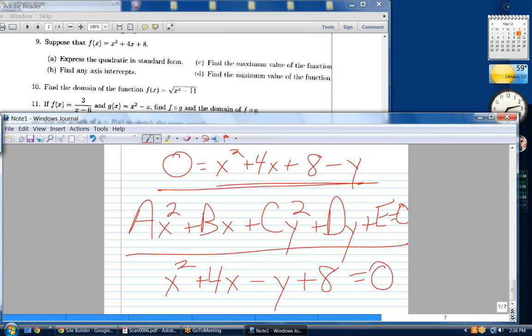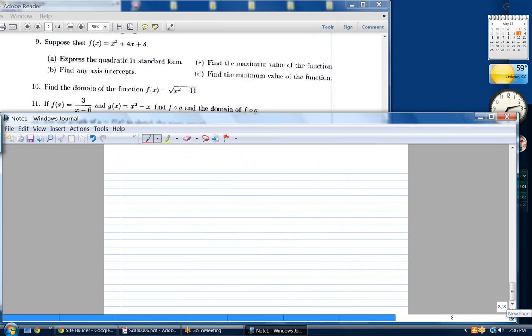All right. I think. Almost positive for a quadratic. Find any axis intercepts. What's the easiest intercept to find? Let's see, the y-intercept. What is that? That would be 8. And the x-intercept requires us to set this thing equal to 0 and solve it.